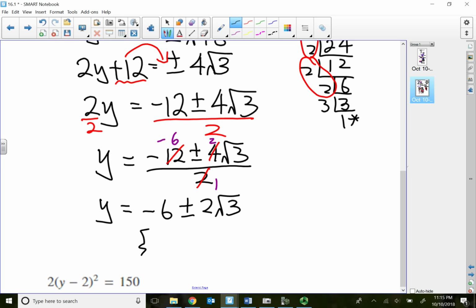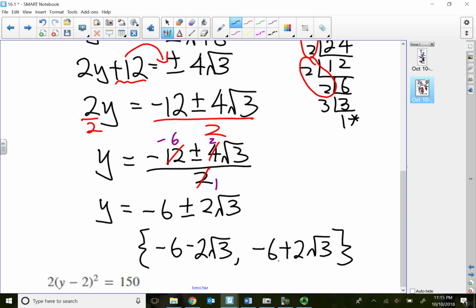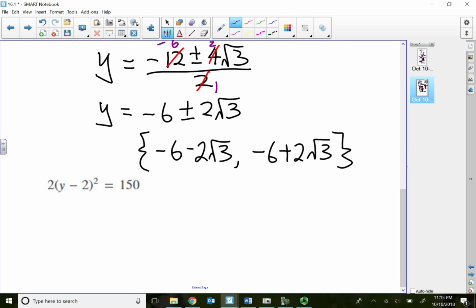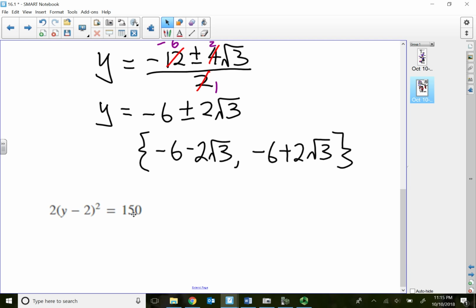So in the solution set, I can say my answer is negative 6 minus 2 times square root of 3. And I always put the smaller answer up front. The minus one is going to be smaller than the plus one. And the other answer is negative 6 plus 2 times square root of 3. So my two answers, okay, each one has 2 terms, versus other ones that only have 1 term in the answer.